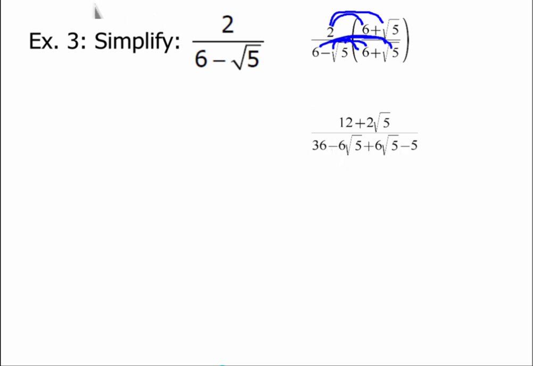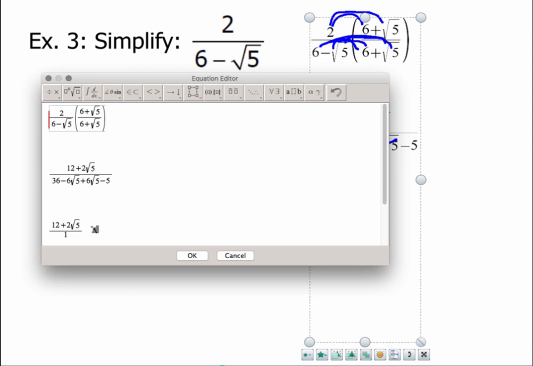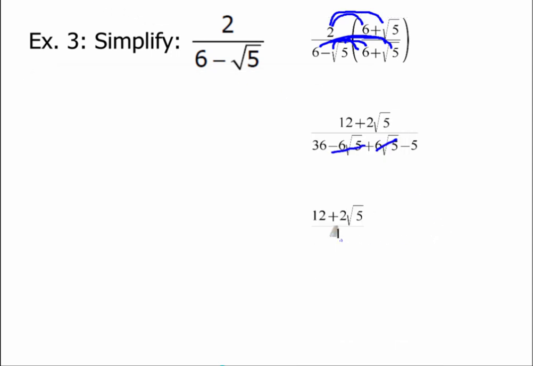Now, on the bottom, I've got some simplifying I can do. Negative 6 square root of 5 plus 6 square root of 5, since one is positive and one is negative and they're the same number, those two cancel each other out. And then 36 minus 5 is 31. That should say 31, not just 1. Don't know why that happened. Okay, well, not going to do it that way. Should just go like this, 31.